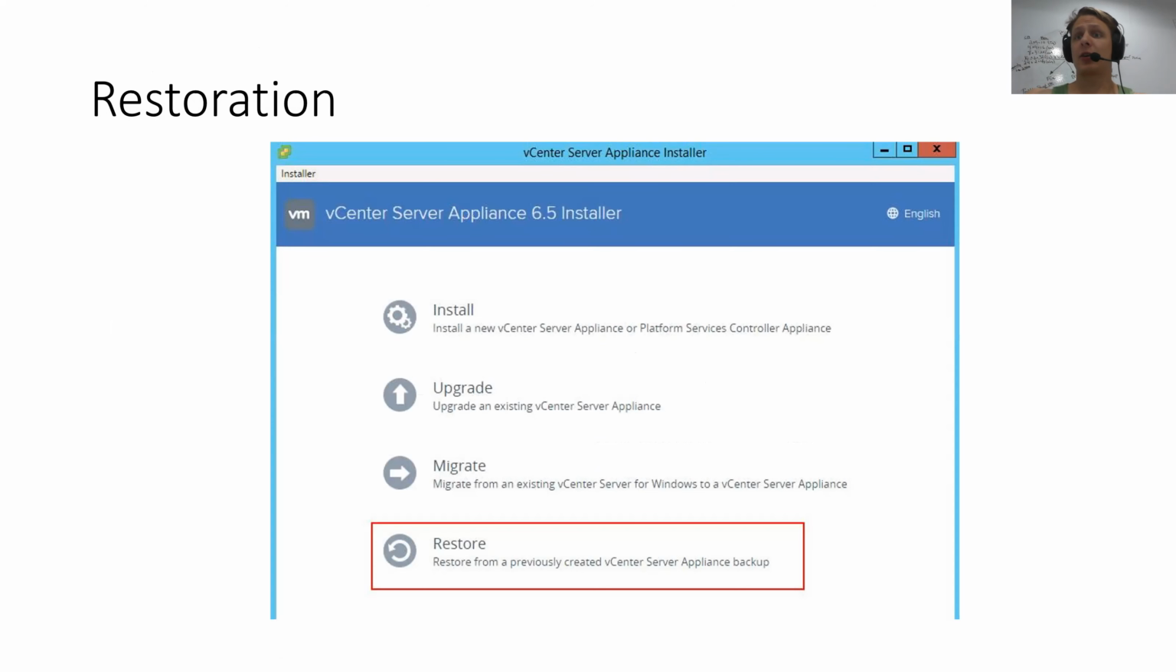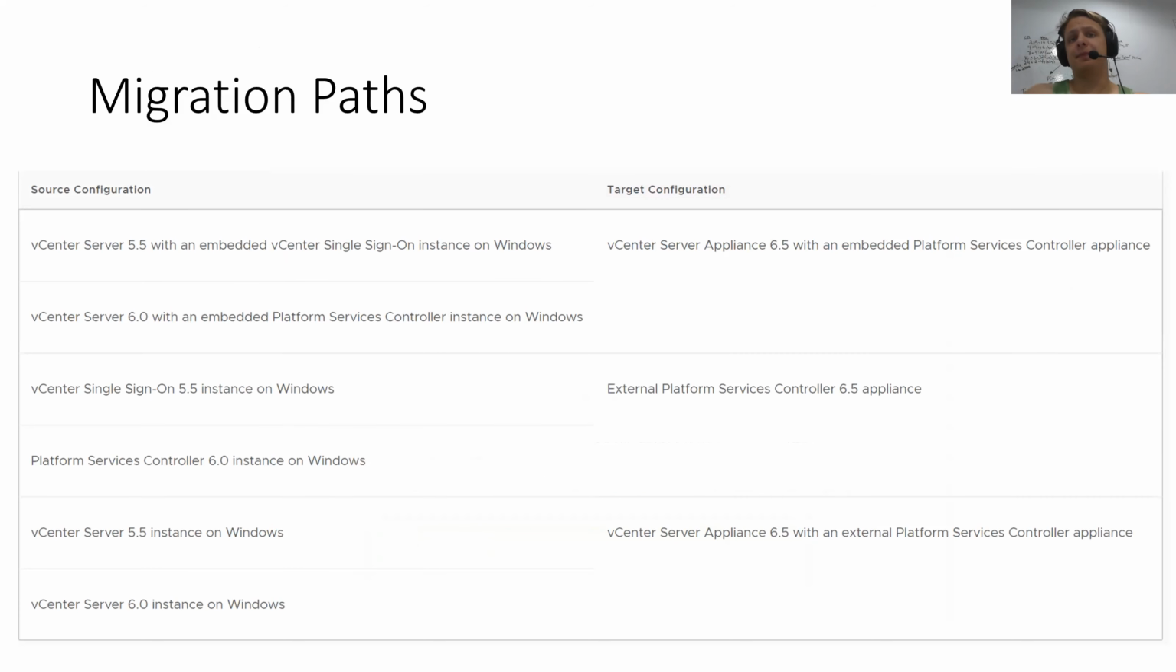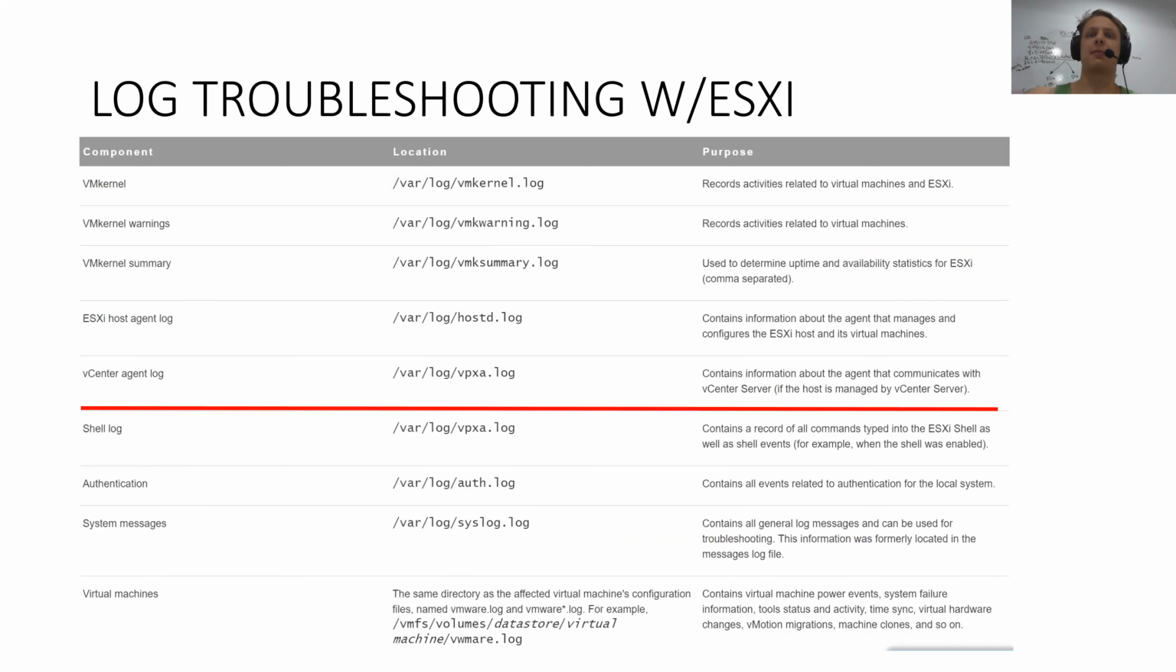Restore, as you'd expect, just like in a Windows environment, you're restoring from the vCenter server appliance installer. Migration paths, as I mentioned before: if it's embedded 5.5 or 6.0, make sure it's embedded in the future. If it's an SSO 5.5 instance on Windows, or a PSC 6.0 instance on Windows, make sure it's external. And if it's just the server and you don't hear anything, it's the vCenter server appliance, and then you have to also get an external Platform Services appliance.